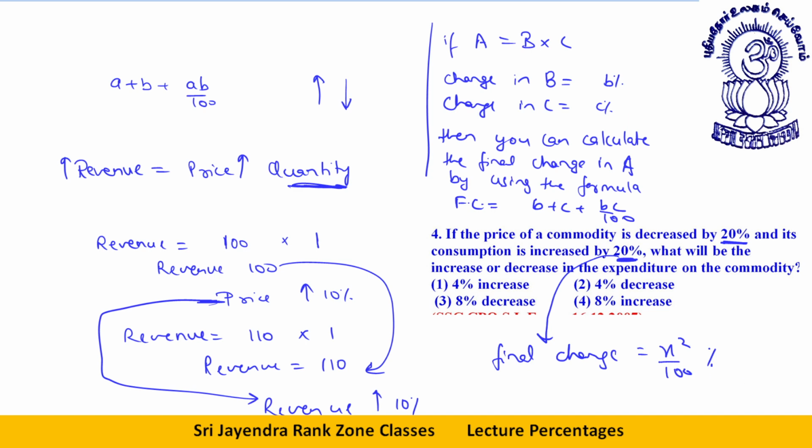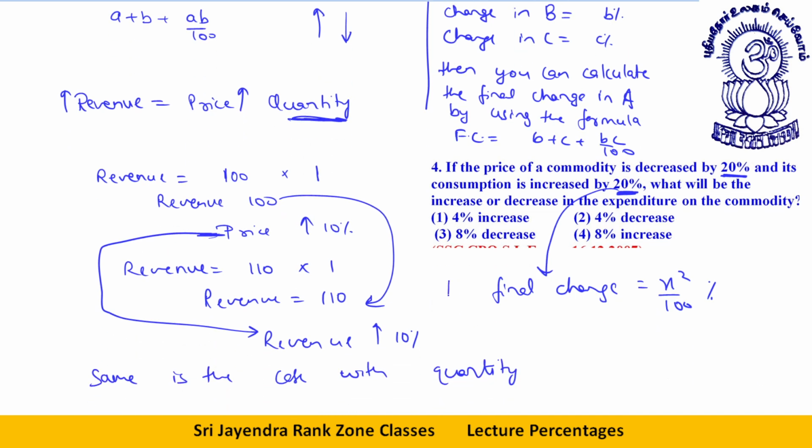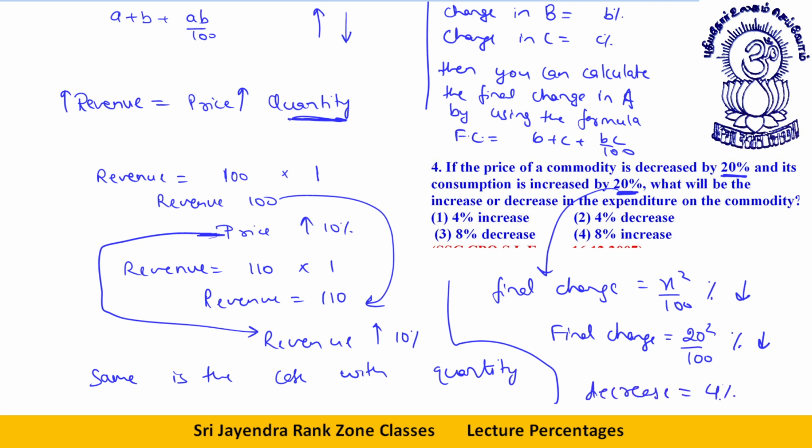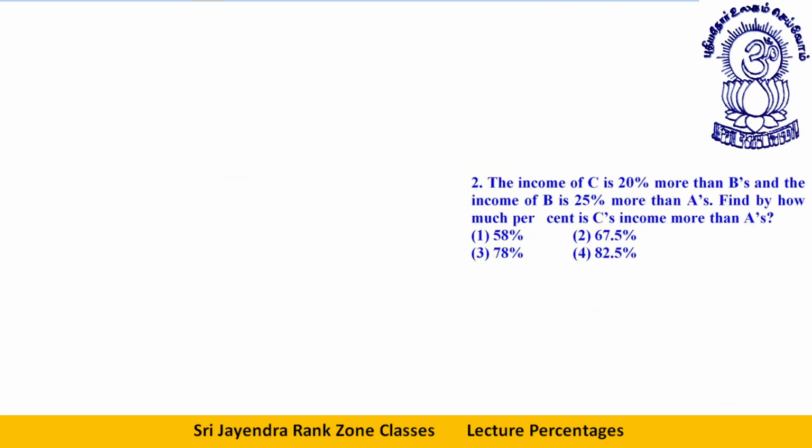So the final change will be x square by 100% decrease. This sign is for decrease. 20 square by 100%, this much decrease. So I can say decrease is how much? 400 by 100, or 4%. This is the concept and I'm very sure you must have got it. Let me move ahead and take a few more questions. Whenever these types of questions are asked, you just need to apply the same formula which I have taught you right now.